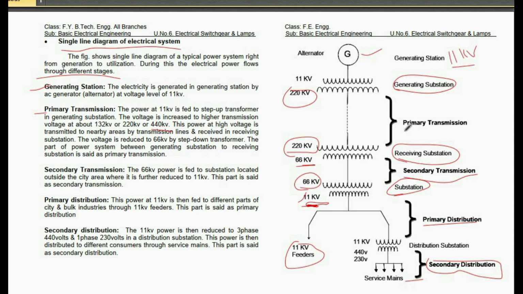Here this system works in 5 parts. First is the electricity generated, then primary transmission, secondary transmission, primary distribution and secondary distribution. Here it is written: generated, then primary transmission takes place, secondary transmission takes place, then primary distribution takes place, then secondary distribution takes place.